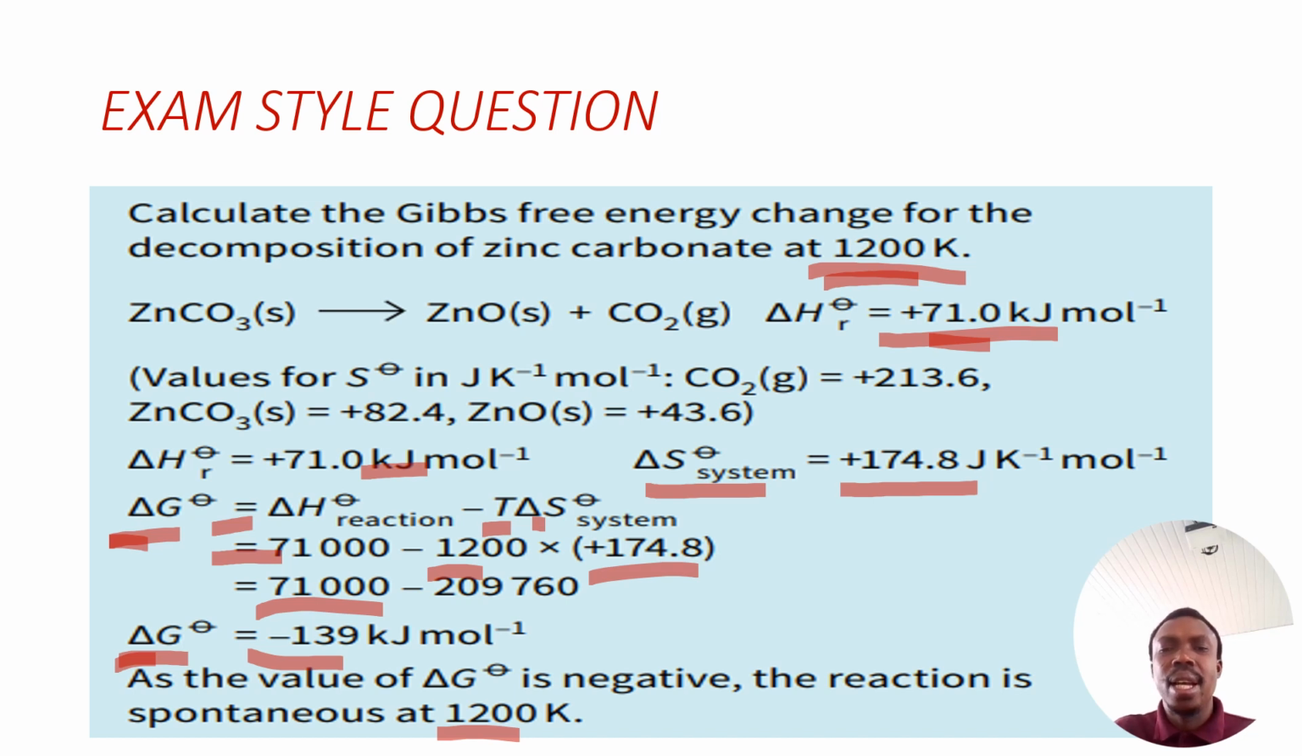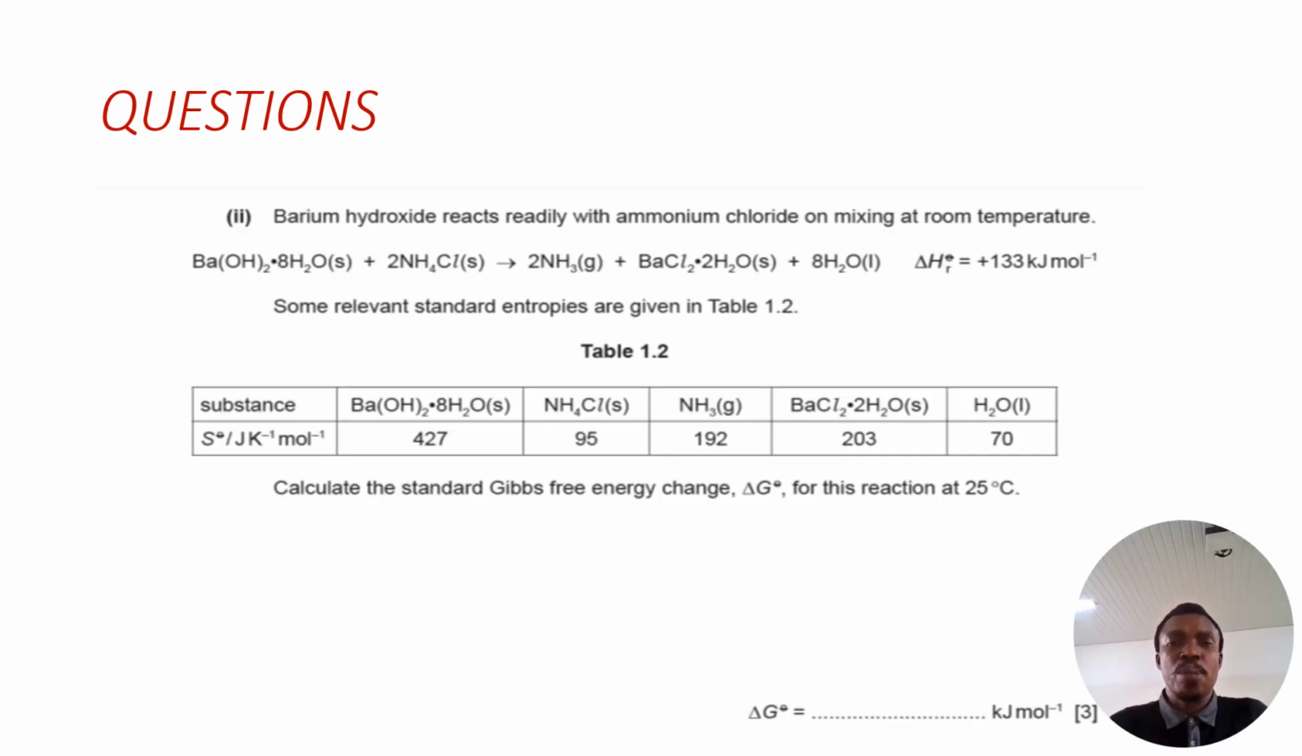So as you can see, it's as simple as ABC. All you need to do is get the values and put them in the equation, which is delta G is equal to delta H minus T delta S. So it's as simple as ABC. The question before us is a typical examination question. It's an exam style question, so please listen attentively as you solve this question.